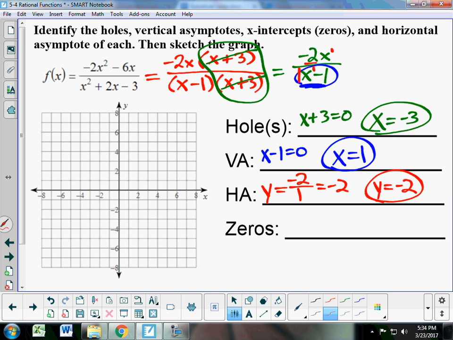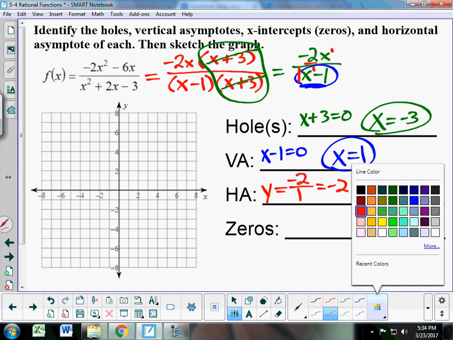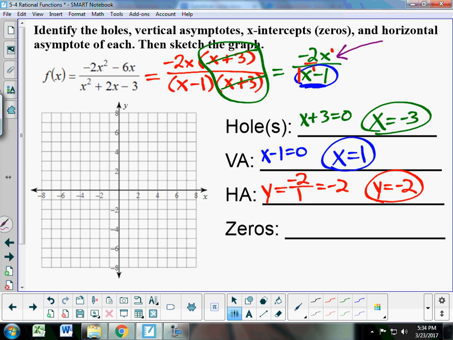Then the zeros are when we set the numerator, that's the negative 2x, equal to 0. And divide both sides by negative 2, and x is equal to 0. So 0 is our zero. All right. So now we're going to sketch the graph.